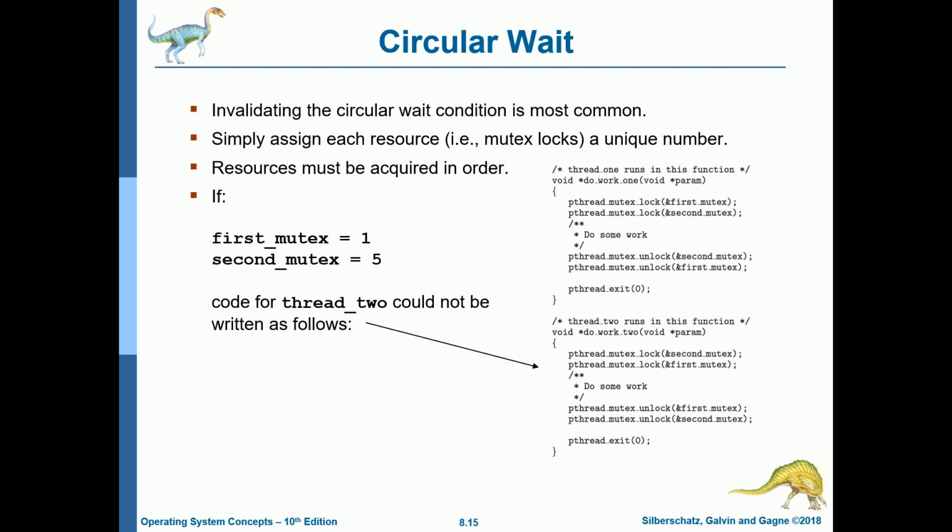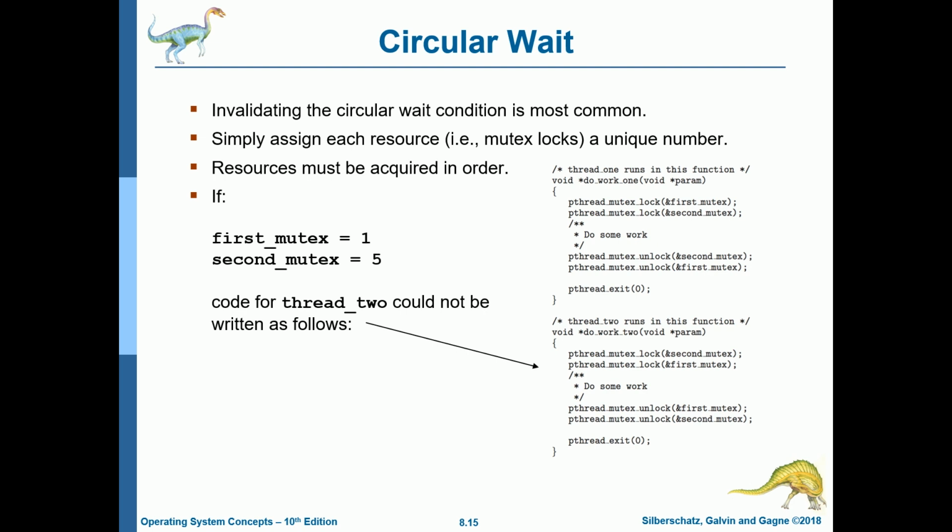For example, the lock ordering in this pthread program that we see to the side here could be: first, we assign the first mutex to 1 and the second mutex to 5. We can now consider the following protocol to prevent deadlocks. Each thread can request resources only in an increasing order of enumeration.